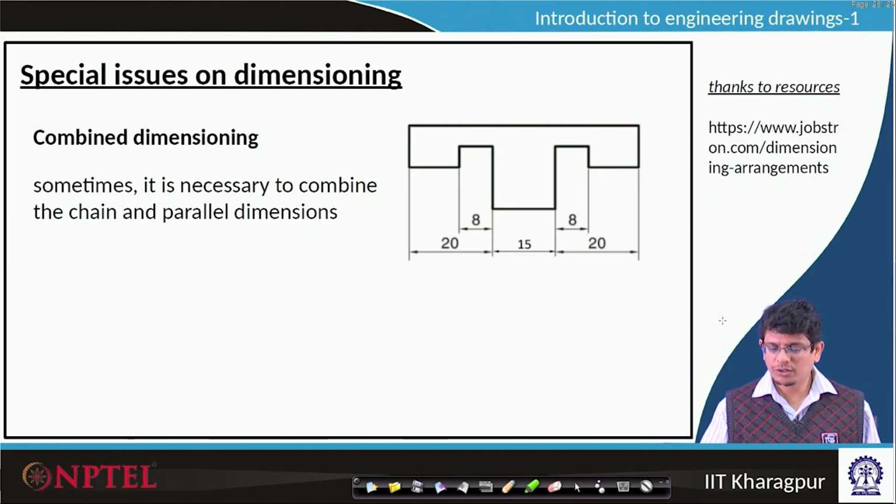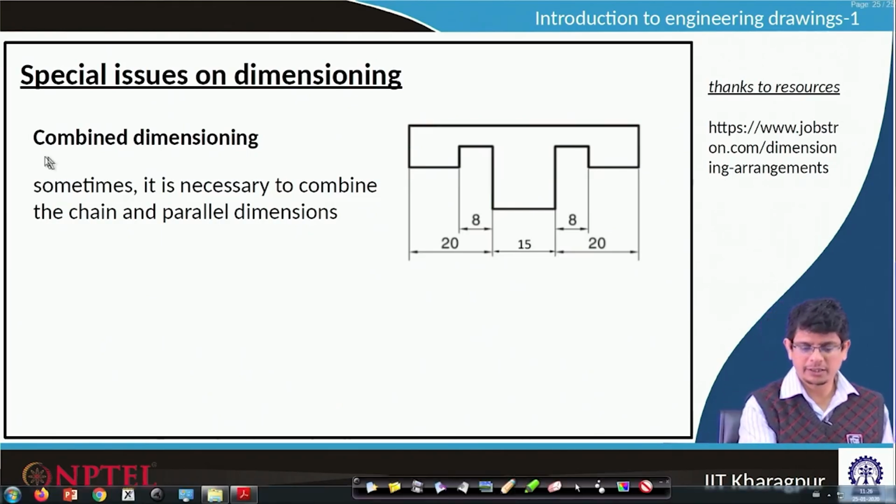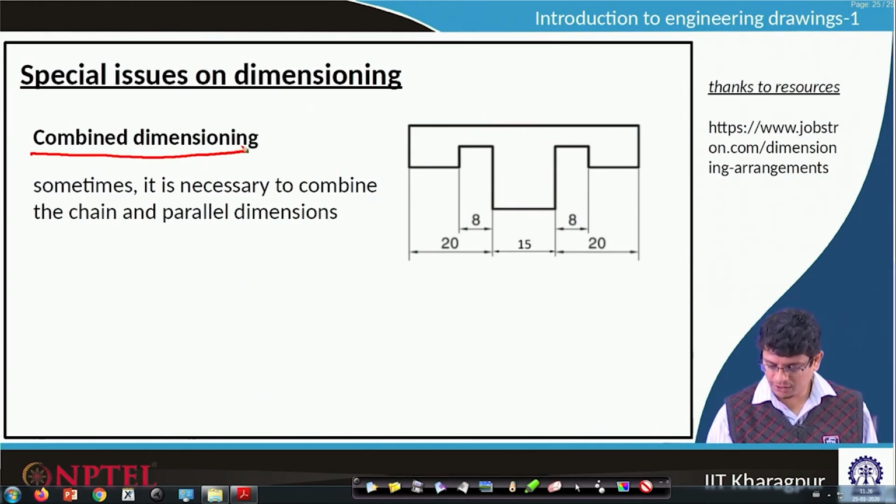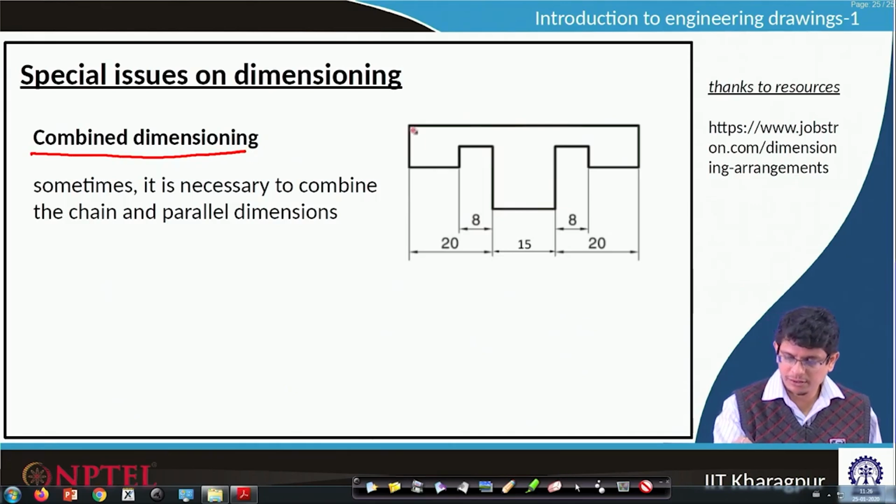There is one more way of dimensioning these things called combined dimensioning. Let us pick this object. This is the object.